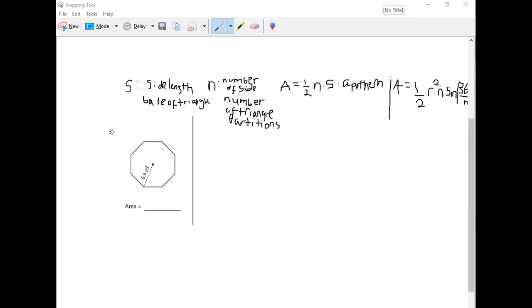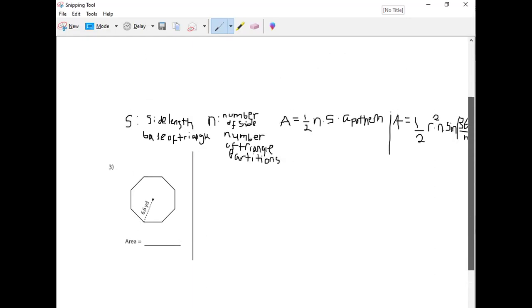Another formula you could use to check yourself, sometimes, is if you just know what we call this diagonal one, the circumradius. If you only know the circumradius, you can also plug into this formula: 1/2 times your circumradius, squared, times n, being the number of sides, times sine of 360 over n.